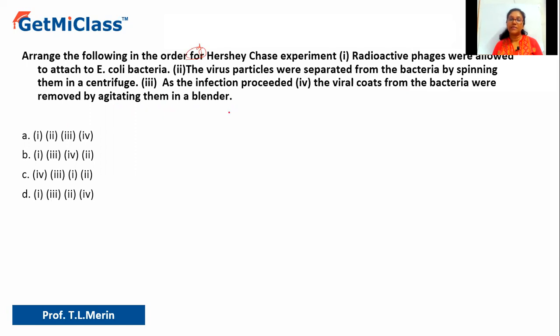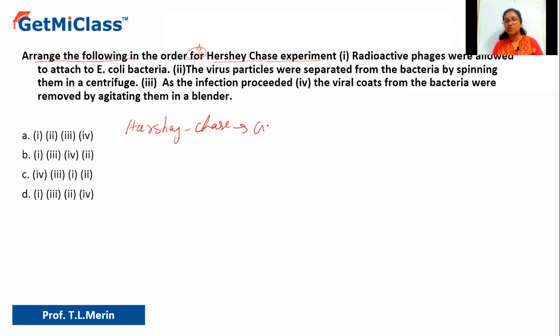Okay, they have given various steps, but we have to arrange them in an order. Arrange the following in an order of what? Of Hershey and Chase experiment. And here they have given various orders as the options, that is A, B, C, D. So before we look into the correct option, first of all, we have to understand what is this Hershey and Chase experiment, where they performed an experiment to check the nature of the genetic material.